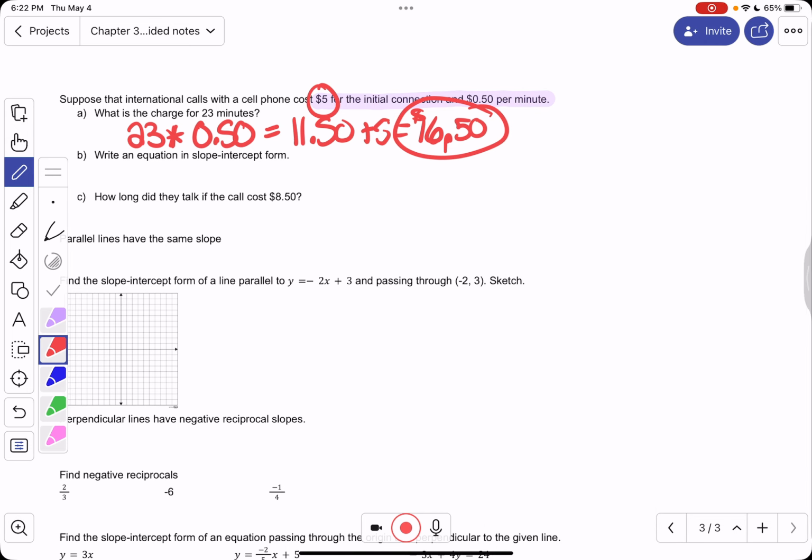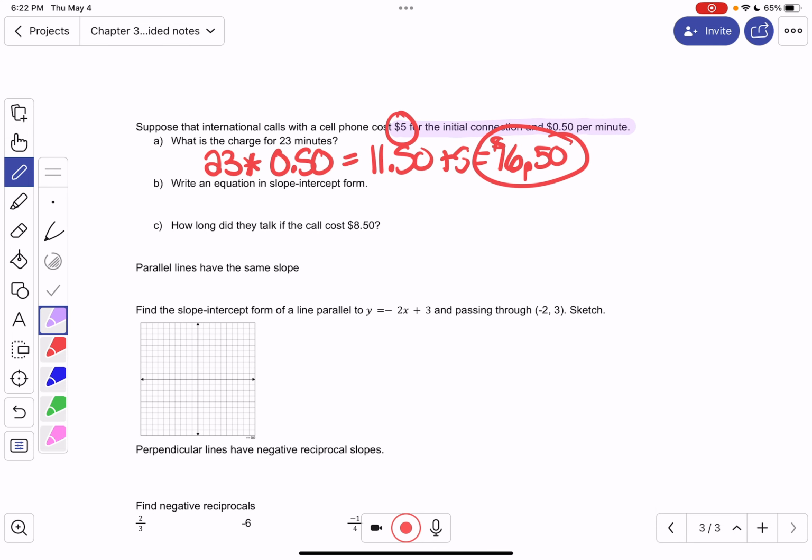Putting our equation in slope-intercept form, slope is what happens over and over again. So that's our cost per minute. So y equals 0.50x. And then the initial cost that only happens once is $5. So in blue, we have y equals 0.50x plus 5.